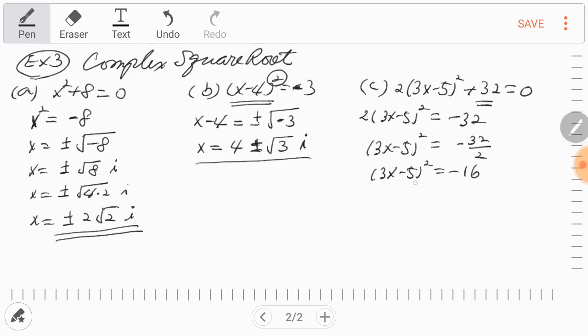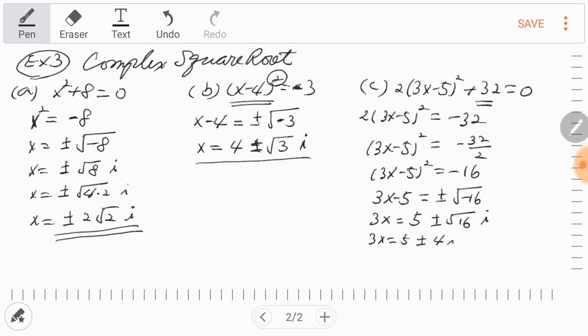Okay, then get rid of this exponent 2, then the base is 3x minus 5. The right hand side is what? Plus or minus square root of negative 16. Okay, negative 16 is what? Negative 1 times 16. So 3x is equal to, move minus 5 to the other side, plus 5, and plus or minus square root of what? 16i. And square root of 16 is 4. So 3x is equal to 5 plus or minus 4i.